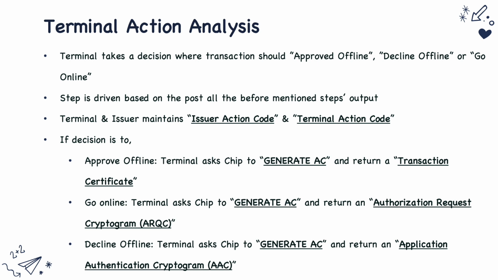If the decision is to approve offline, the terminal requests the chip by executing a command called generate application cryptogram, and the chip returns a transaction certificate. If the decision was to go online, then the terminal requests the chip to generate an application cryptogram. This is called an ARQC, and this ARQC is passed on to the issuer to validate. If for some reason the transaction is to be declined offline, then the terminal requests the chip to generate an AAC and the transaction is declined offline.